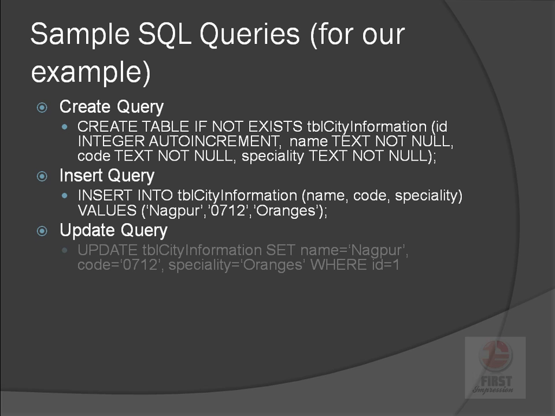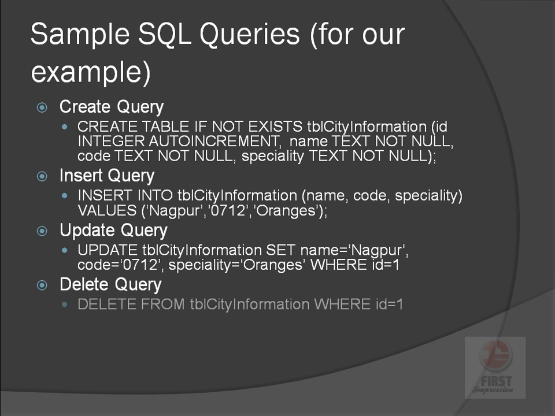You have the update query. It's very simple. You have update the table name, set the field that you want the values for. For example, we'll say update TBL city information, set name equals Nagpur, code equals 0712, specialty equals oranges, where ID equals the ID of the record. So I'll have ID equals 1. Then we have the delete query. That's also very basic. Delete from table where the ID equals 1. This ID is the unique ID for each row. So each row will have a separate ID.